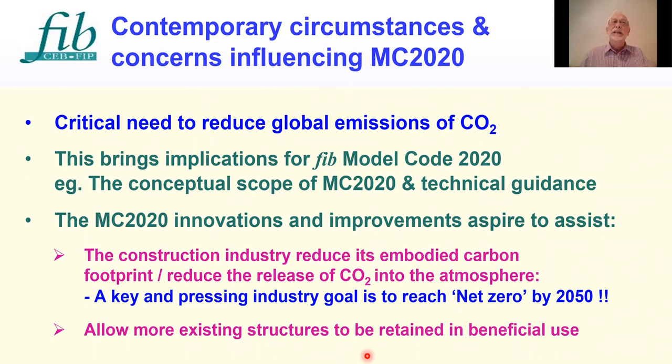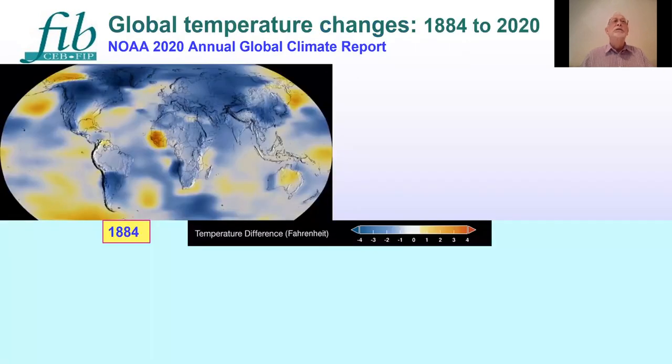And of course, this is a key and pressing industry goal, which is to reach net zero by 2050, not so long into the future. And of course, an aspect of this is to allow more existing structures to be retained in beneficial use. So let's look at one of the primary concerns which are influencing today's society: global temperature changes in recent decades.